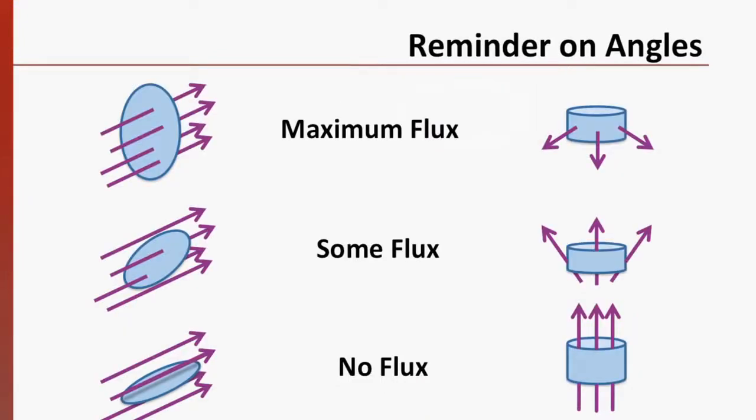Before we move on, a reminder about flux and angles. Only electric field lines that actually pass through a surface provide flux. When the surface is parallel to the field, no flux is provided. This is particularly useful for some three-dimensional surfaces, such as the empty cylinder to the right. If we remember this, we can really simplify our integrals.